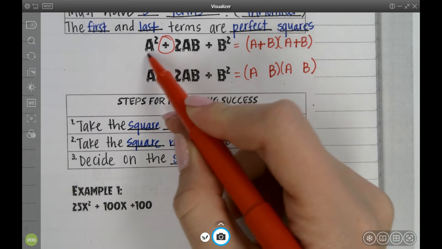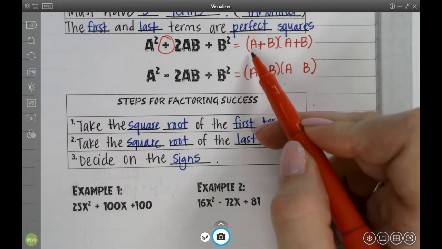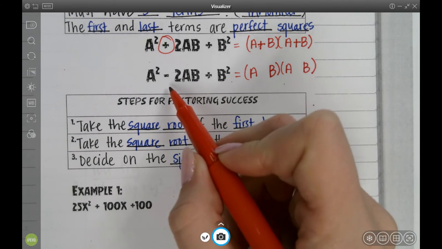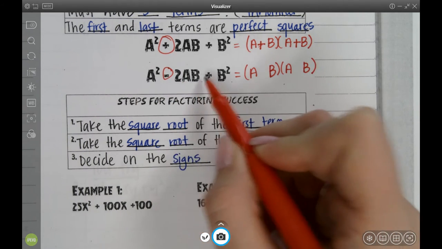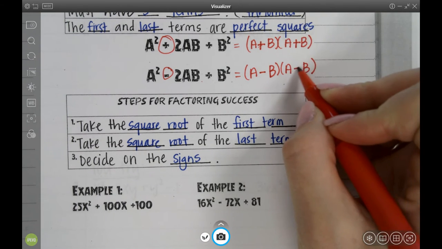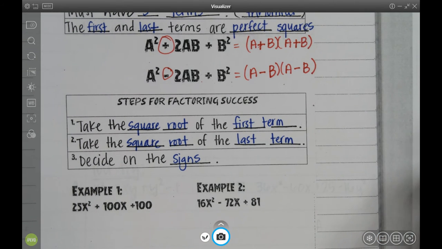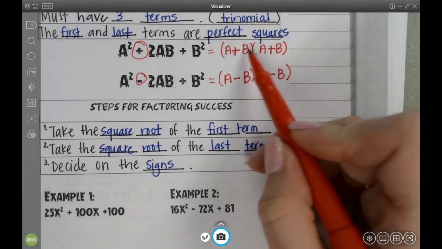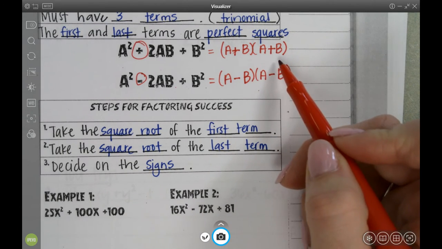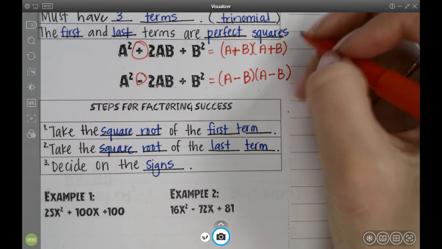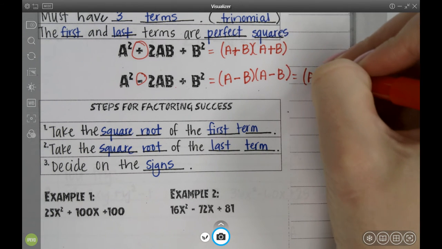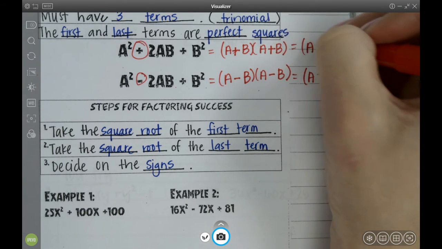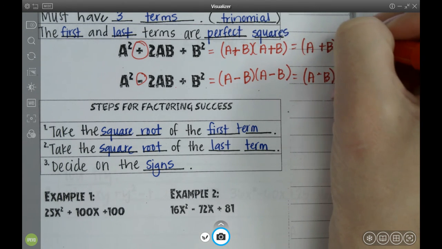So since this was a squared plus 2ab, this became a plus b times a plus b. Since this one is a squared minus 2ab, it's going to be a minus b times a minus b. Is there another way I can write this? A minus b squared. Yep. A minus b squared, or a plus b squared.